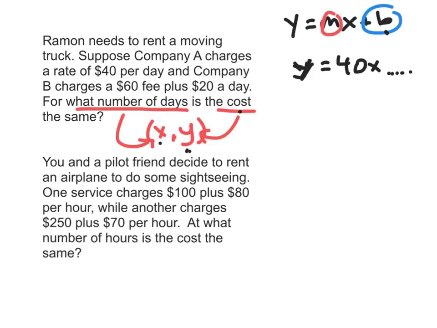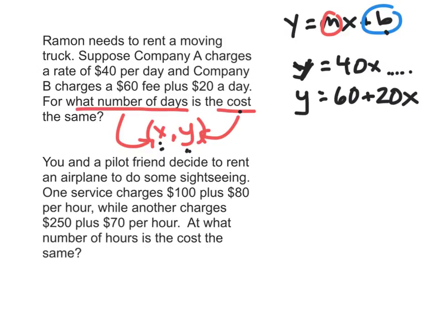Company B charges a $60 fee plus $20 a day. So the total cost for Company B is a $60 fee plus $20 per day, again, x being number of days. You could also have switched this around and written y equals 20x plus 60.